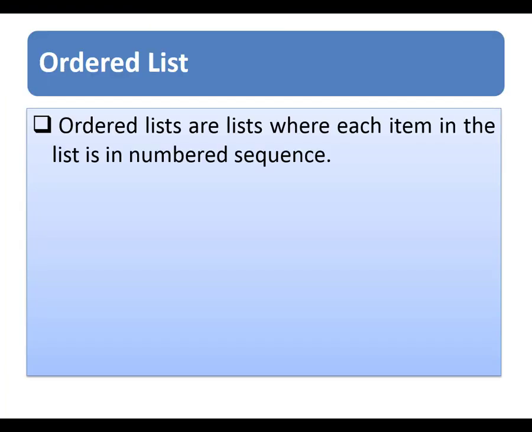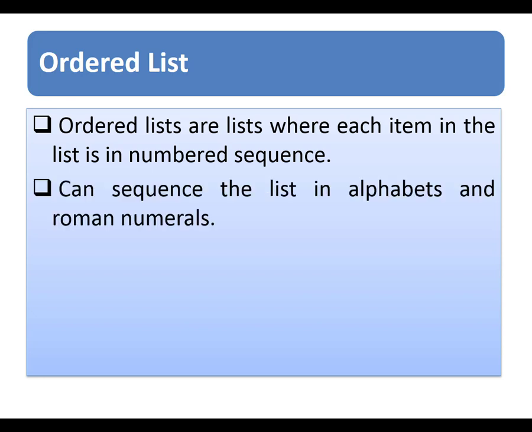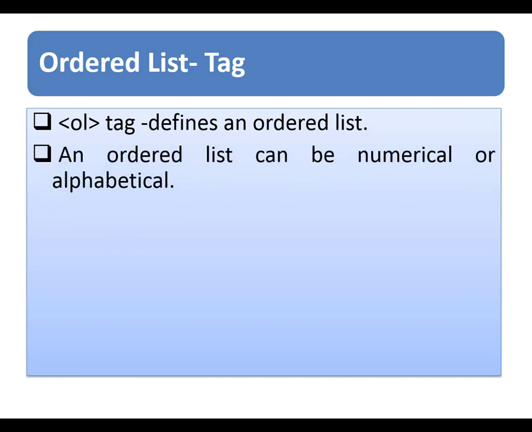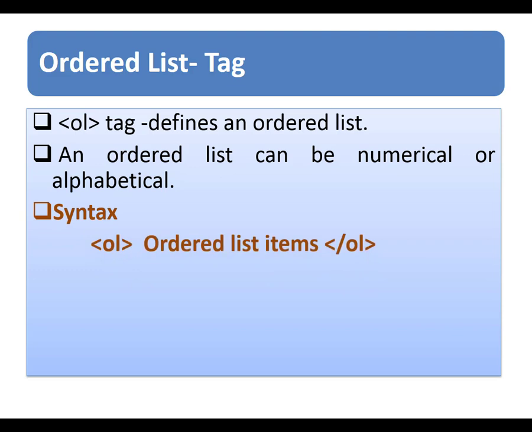The next one is ordered list. Ordered lists are lists where each item in the list is in numbered sequence. For example, the list might be the set of steps for a recipe that must be performed in an order. It can sequence the list in alphabets and in Roman numerals. The OL tag defines the ordered list. An ordered list can be numerical or alphabetical. This is the syntax of OL tag.